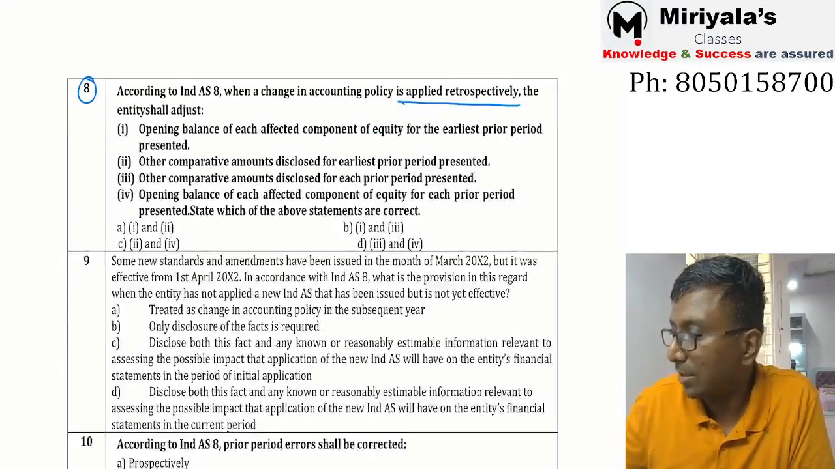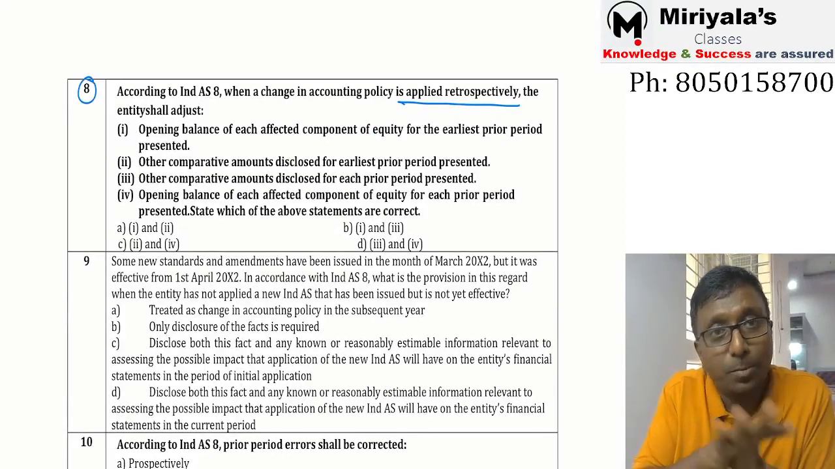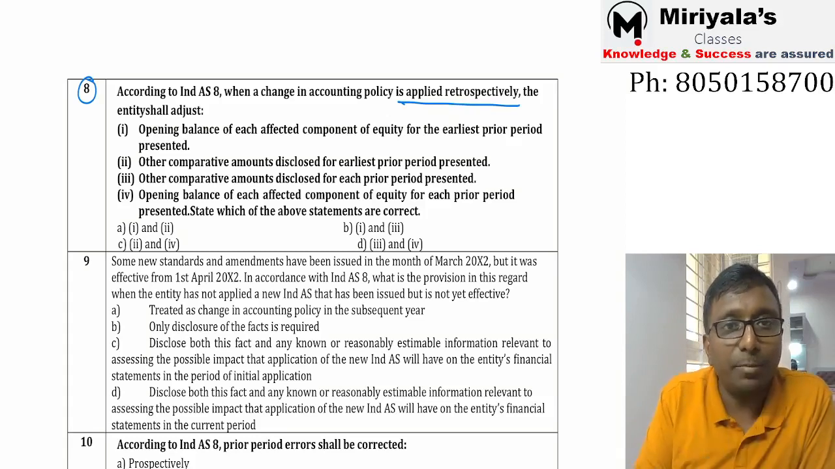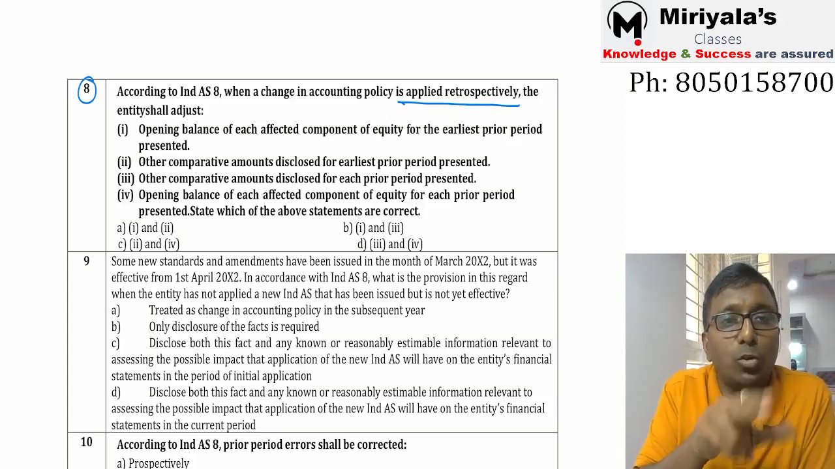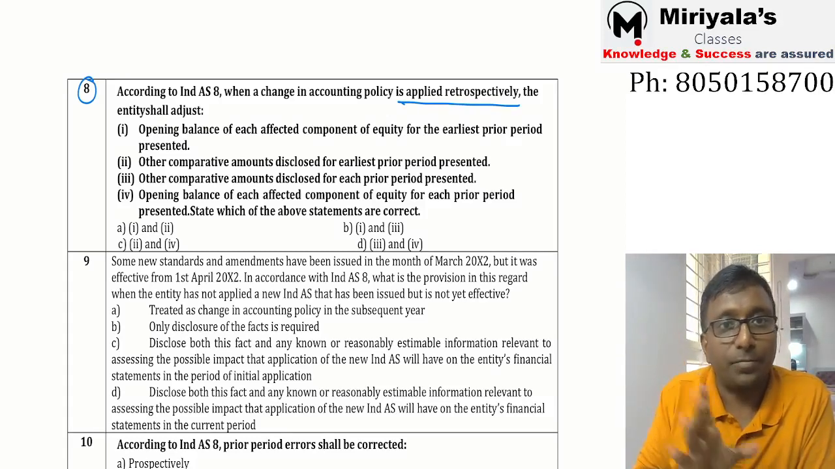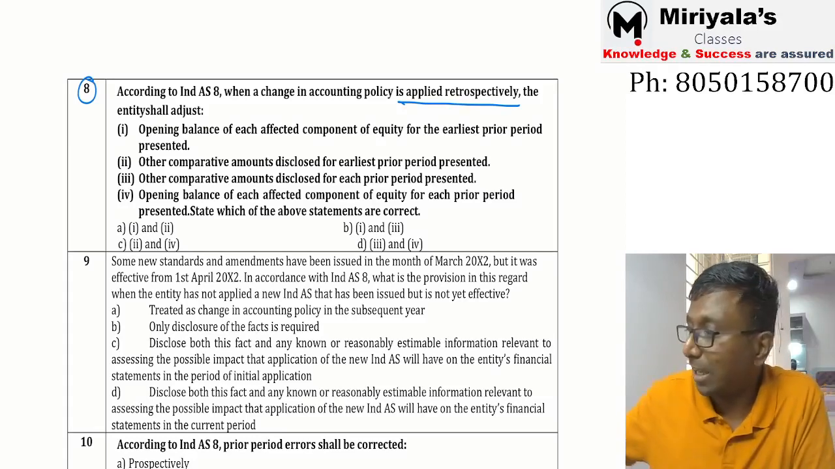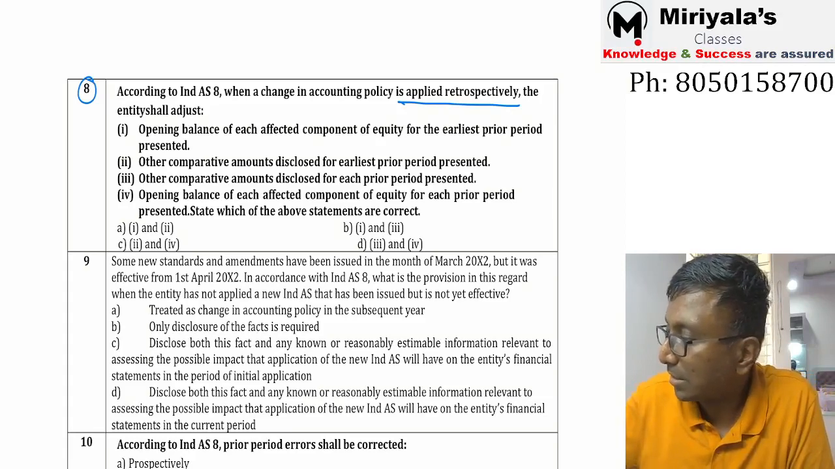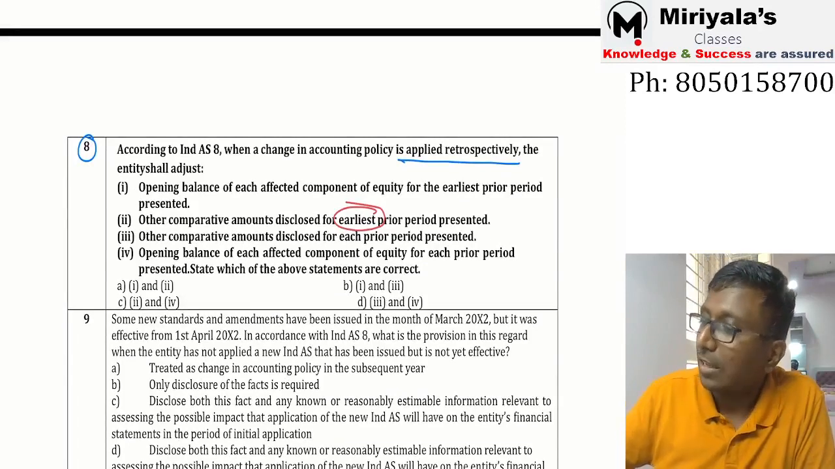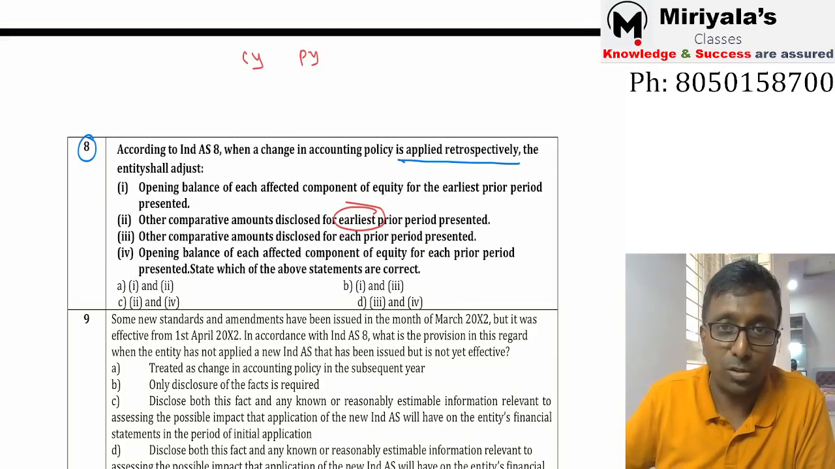Read the answer once again. The opening balance of each affected component of equity for the earliest prior period presented. Yes, you are supposed to disclose that mandatorily. Next, the third bit I feel is correct. Other comparative amounts disclosed for each prior period presented. Yes, it is not the earliest prior period presented. See the second bit, why am I saying it is not correct? It says earliest prior period, not each prior period. Why the difference? Example, generally in India, what do you do? Current year you will disclose, previous year you will disclose. Correct, now?